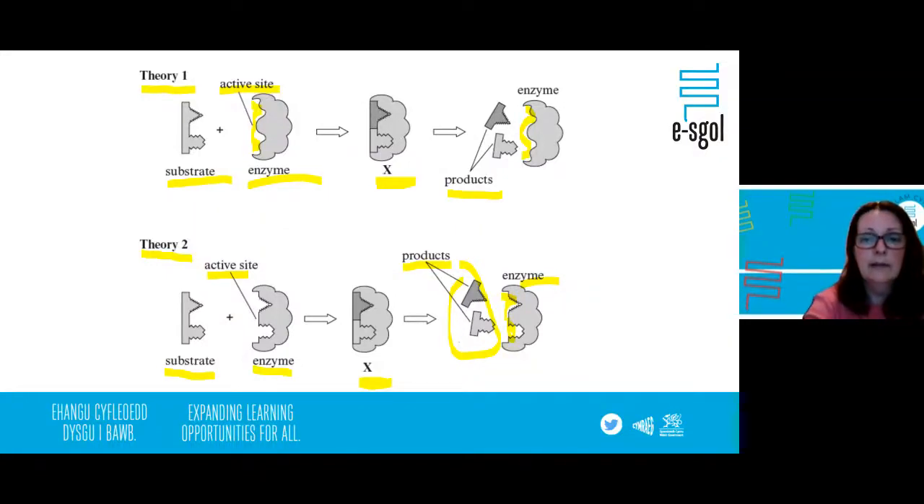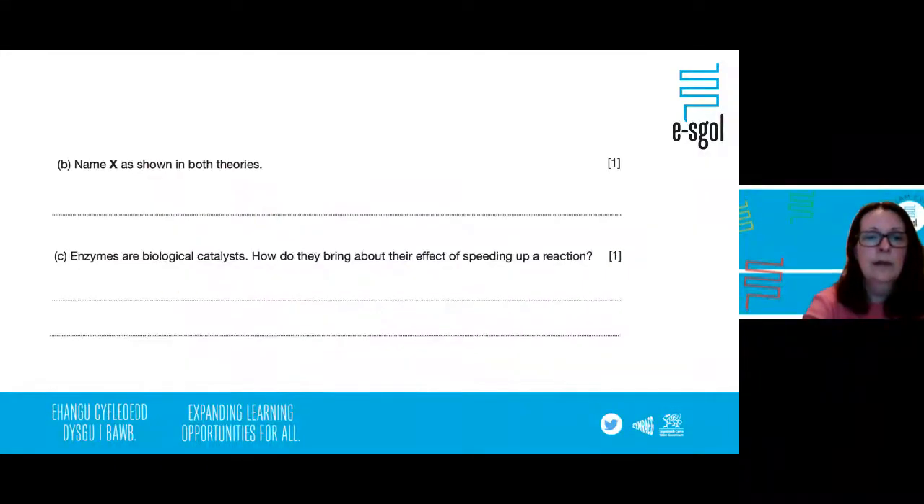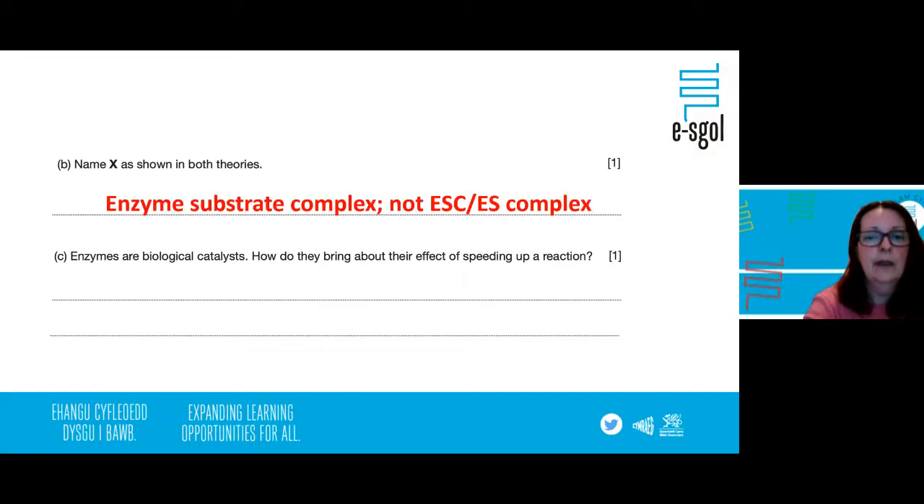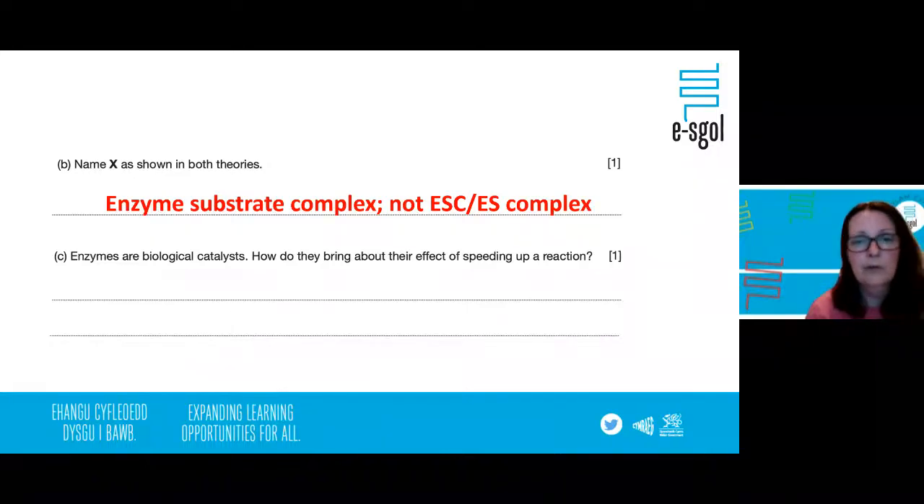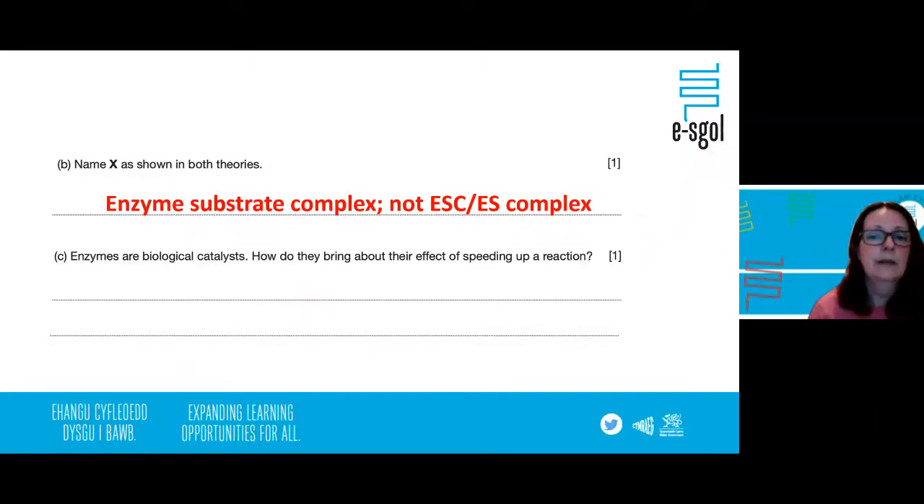Okay, so let's have a look at our question. Name X as shown in both theories, and that is the enzyme substrate complex. So you should be happy now that that is when the enzyme has joined with the substrate and the enzyme substrate complex has formed. And it's very important, we can see there in the mark scheme, that we don't abbreviate that in any way, and we must write the full names there, that it's the enzyme substrate complex. So no abbreviations at all there, because you will lose marks.